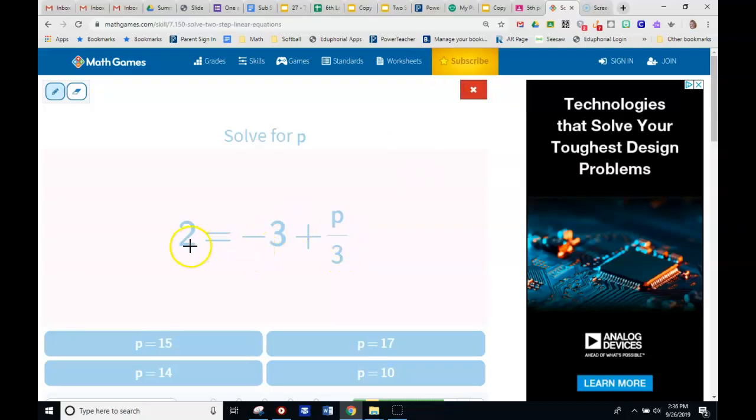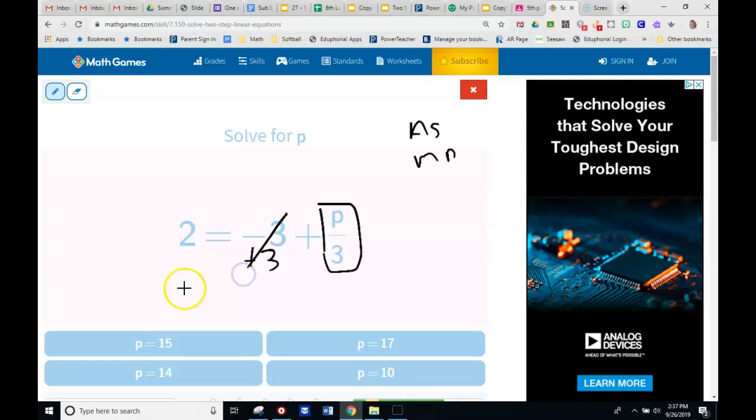Okay, last one. 2 equals negative 3 plus p divided by 3. So I'm going to box in my variable and my number. Now, we talked about this yesterday. This negative in front of this 3 acts as a subtraction sign. So because it acts like a subtraction sign, I'm going to do the opposite of subtraction, which is addition. So I'm going to add 3.